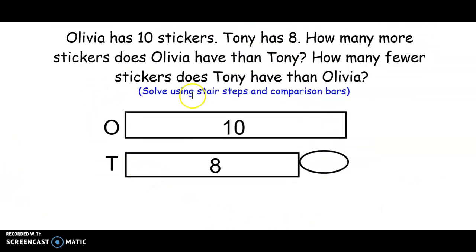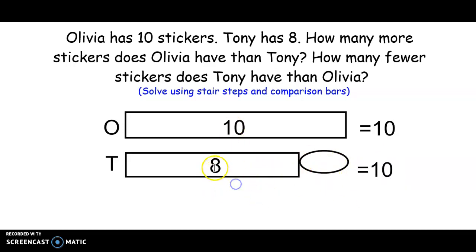Okay, so for setting this up, we have Olivia with 10, and our larger one with the bigger amount is going to go on the top. T for Tony, he has 8. This is what we're looking for, which is more or fewer. And we're also going to put on the outside equals 10, and equals 10. Okay, and then you solve it in the same way.